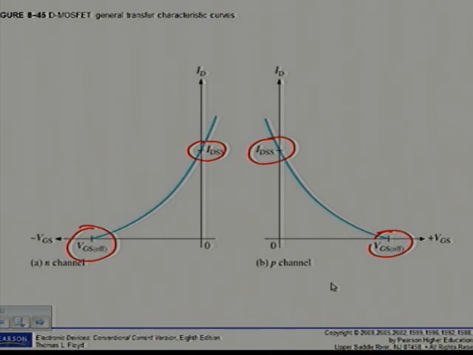Alright, that concludes section 8.6, which is concerned with the MOSFET characteristics and parameters.